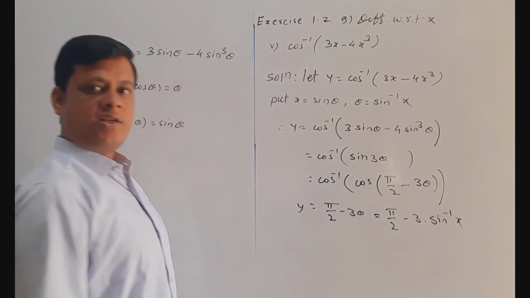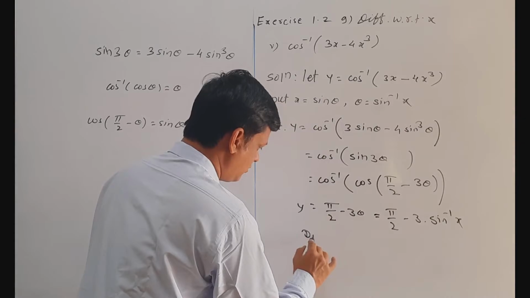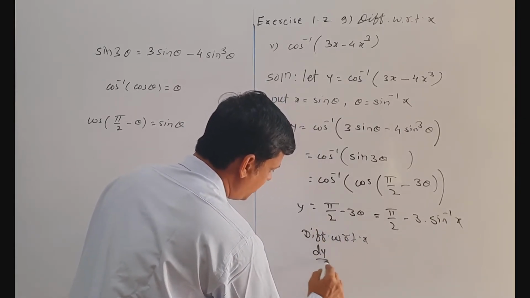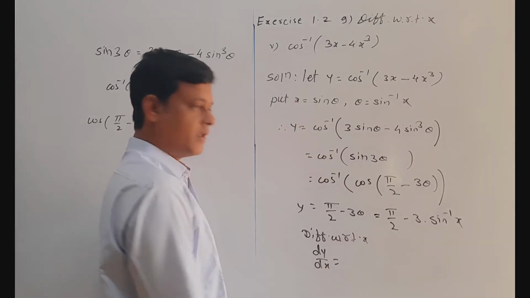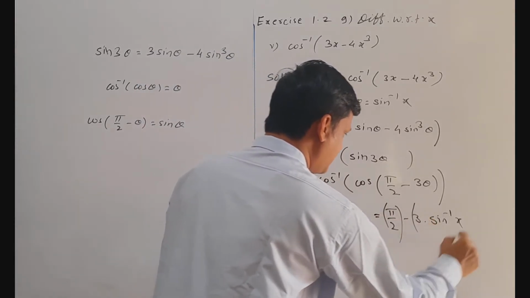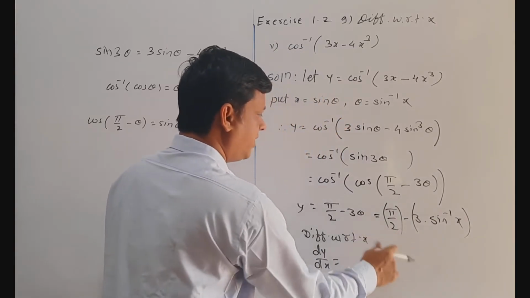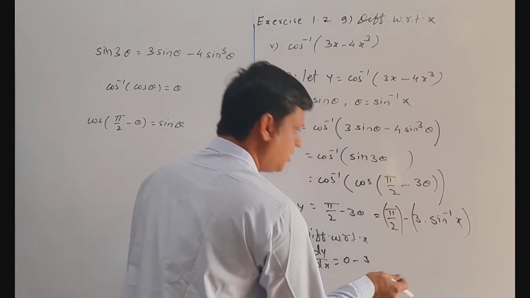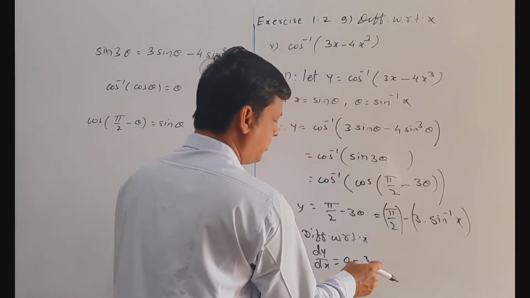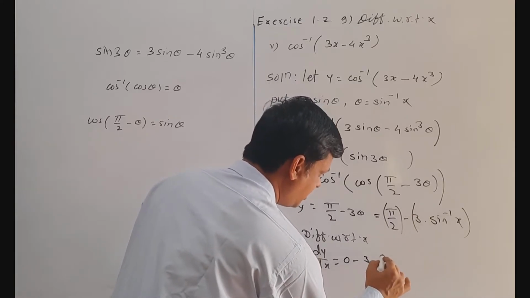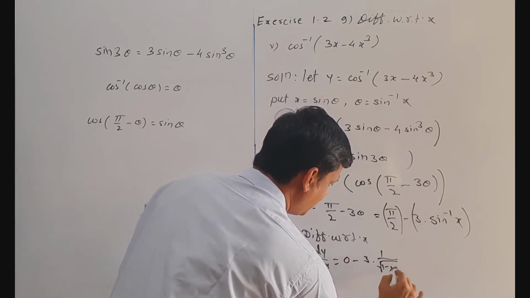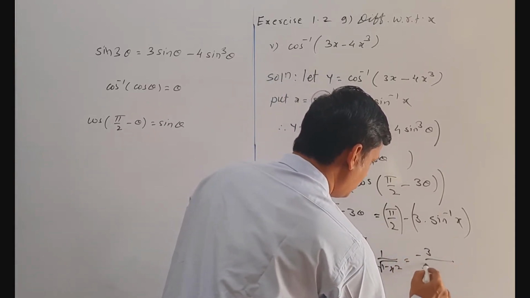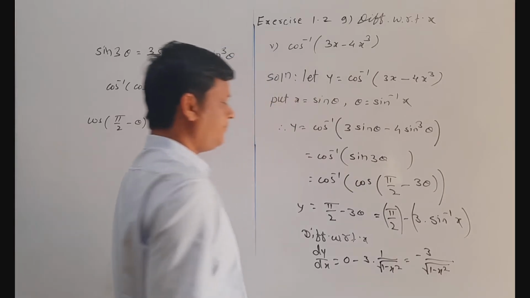Now we differentiate this function with respect to x. The derivative of y with respect to x is dy by dx. Here it is the derivative of the first term minus the derivative of the second term. The first term is constant, so its derivative is 0. Minus 3 is constant, but with the sin inverse function, so we write 3 into the derivative of sin inverse x, which is 1 upon under root 1 minus x square. So we get the derivative as minus 3 upon under root 1 minus x square.